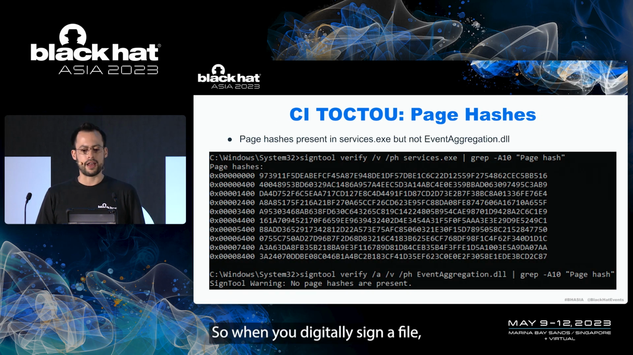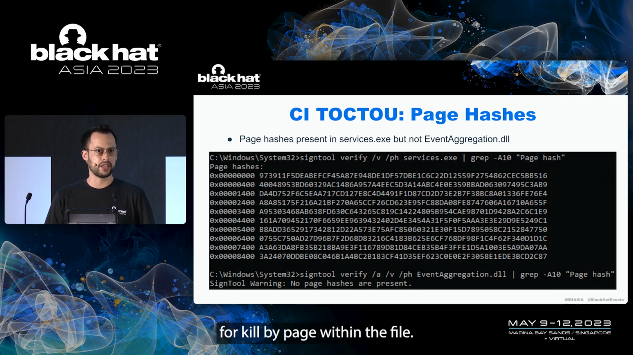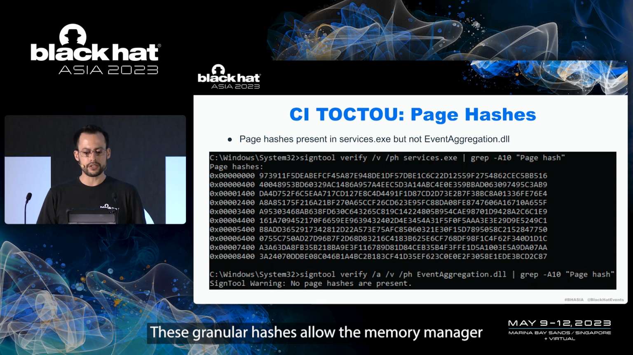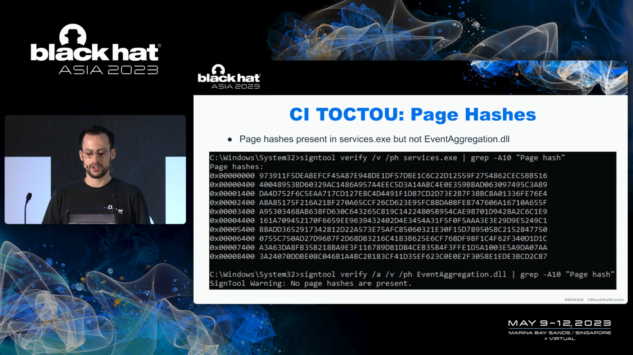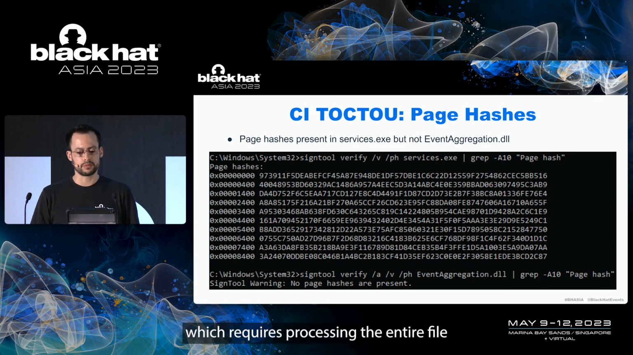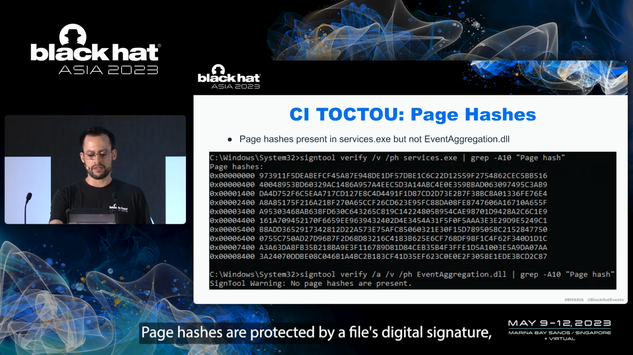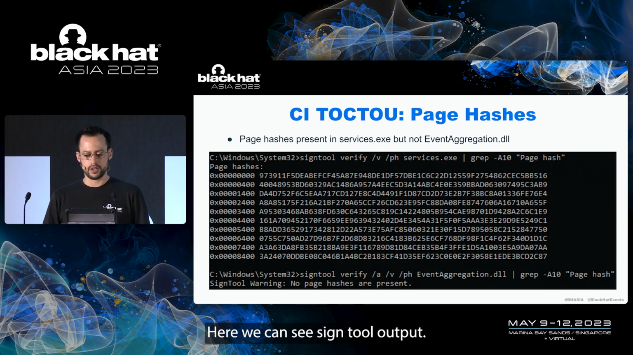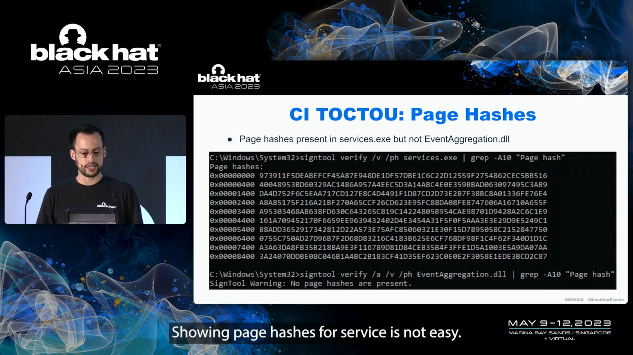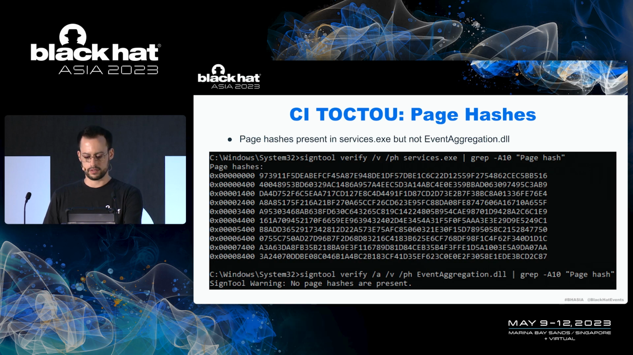When you digitally sign a file, you can choose to add page hashes, which are hashes of each individual 4 kilobyte page within the file. These granular hashes allow the memory manager to verify each page's integrity as it's paged in from disk. Compare this to regular Authenticode signatures, which require processing the entire file as a monolithic entity. Page hashes are protected by a file's digital signature, so they are resistant to tampering at rest. Here we can see signtool output showing page hashes for services.exe. Note that EventAggregation.dll does not have any page hashes, and this makes it a candidate for our attack.